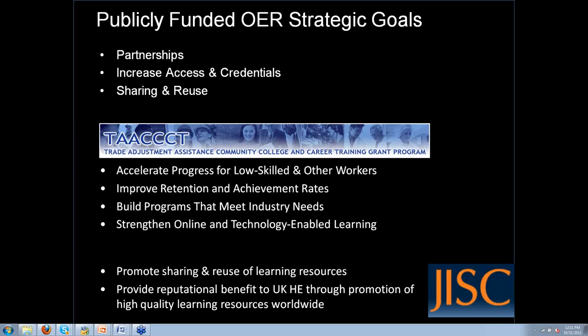And interestingly, another strategic goal that TAACCCT has is to strengthen online and technology-enabled learning, and all the resources that are developed through that program must be openly licensed. And the JISC program in the UK is slightly different. They've been focused on sharing and reusing learning resources across the board in all fields of study. And their primary aim is to get a reputational benefit for the UK higher education system through making those resources visible and available worldwide.